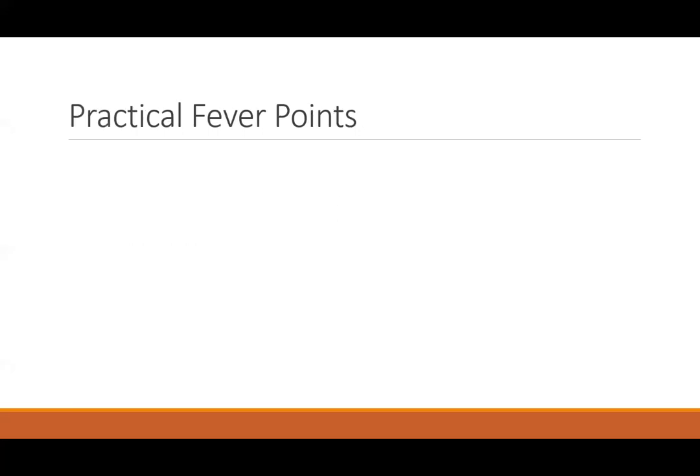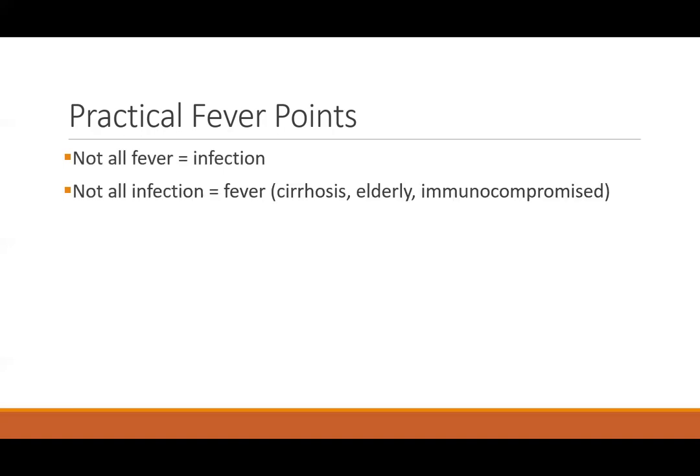This last slide is just some practical fever points to end with. So hopefully by now you realize that not all that fevers is infection, but more importantly, not all infection will fever. So specifically your cirrhotic patients, your elderly patients, your immunocompromised patients. If somebody's showing you that they have a pneumonia based on symptoms, it's not appropriate to wait for them to hit that 100.4 before treating.